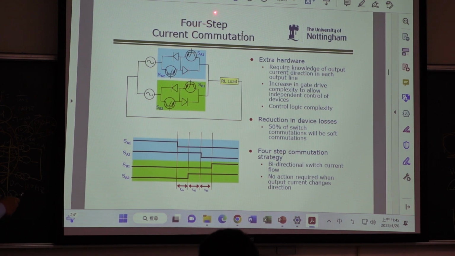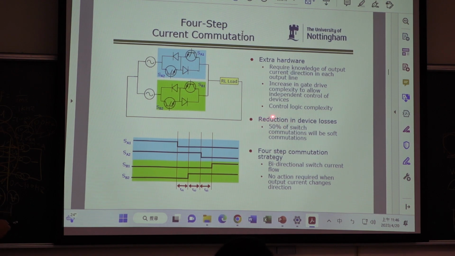So the student proposed 4-step current commutation, and it is very useful. So what do we need? We need extra hardware. We require knowledge of output current direction. So we have to know whether the current goes this way or this way. We have to increase gate drive complexity to allow independent control of the devices, and the control logic like this.